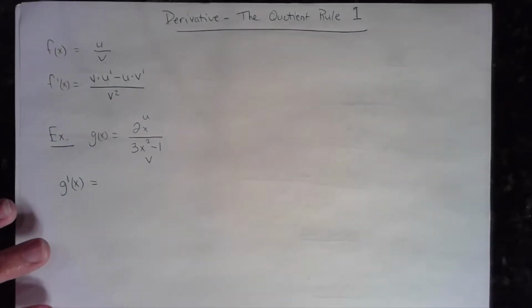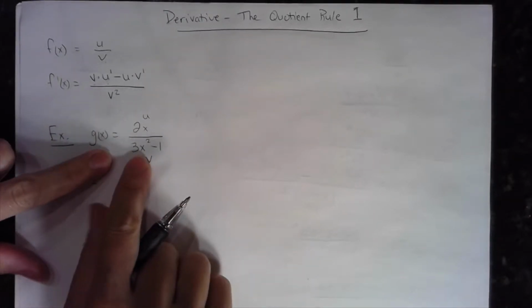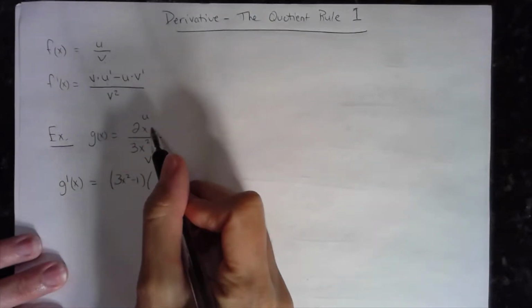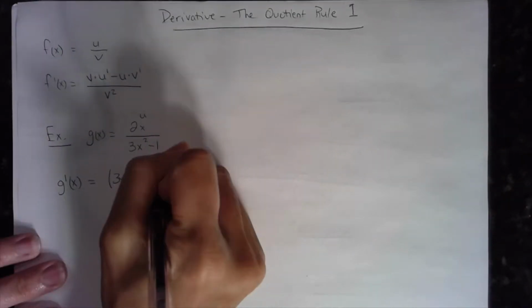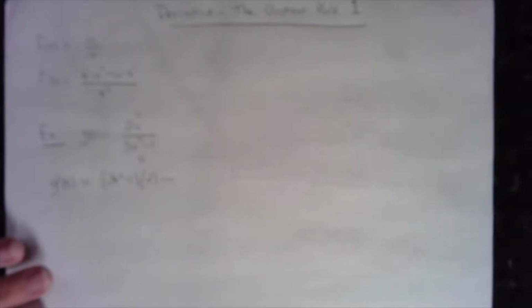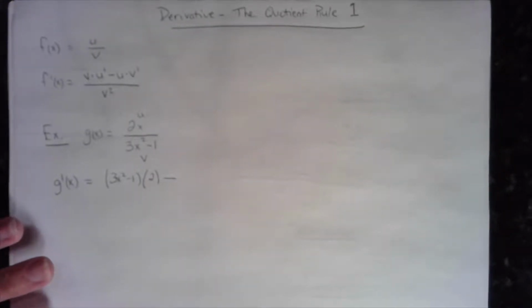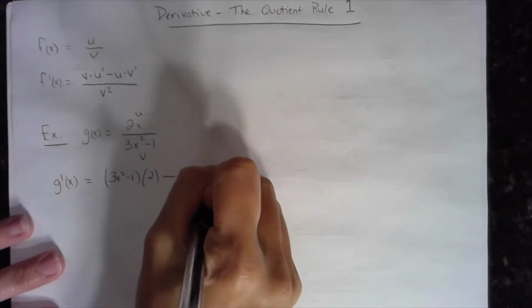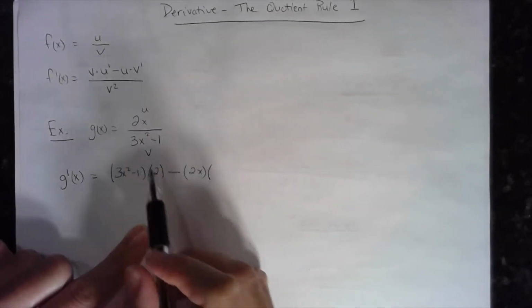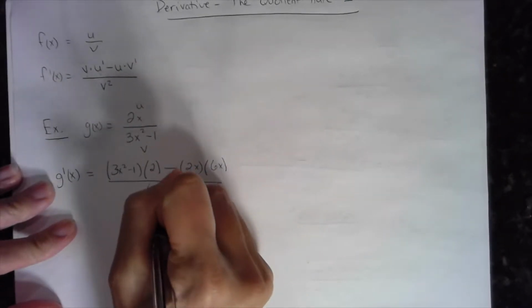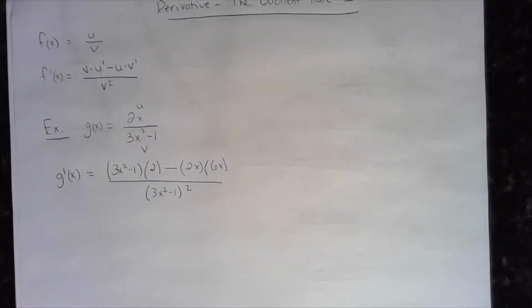Okay, so we're going to say it out loud again, and as you say it, I'm going to write it down. It's the bottom. Copy it down. Times the derivative of the top, and the derivative of 2x is just 2, minus the top, which is just 2x, times the derivative of the bottom, which is just 6x, all over the bottom squared.